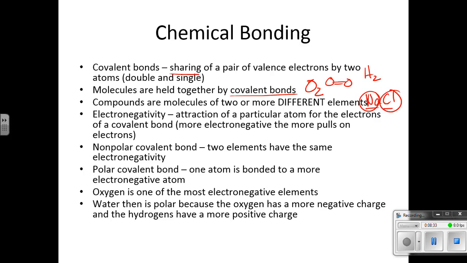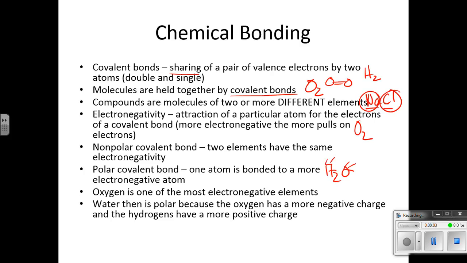Electronegativity is the attraction of a particular atom for the electrons of a covalent bond. The more electronegative, the more pull on electrons. You'll find out that oxygen is very electronegative. A nonpolar covalent bond is when two elements have the same electronegativity. A polar covalent bond is when one atom is bonded to a more electronegative atom. Water here is polar because the oxygen is highly electronegative and the hydrogens are not.